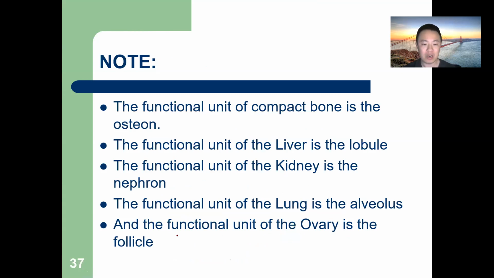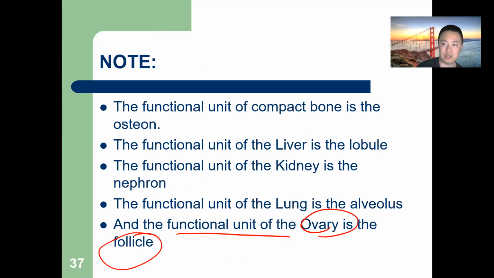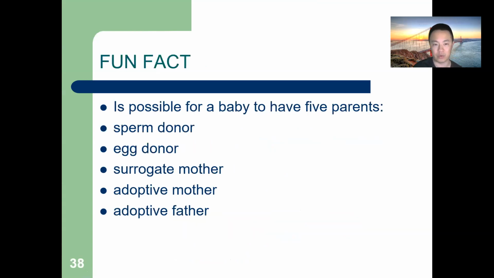Now, the functional unit of the ovary is the follicle because it contains all the things that it can do to supply for the egg cell, to create that egg cell. So the follicle is the functional unit of the ovary.